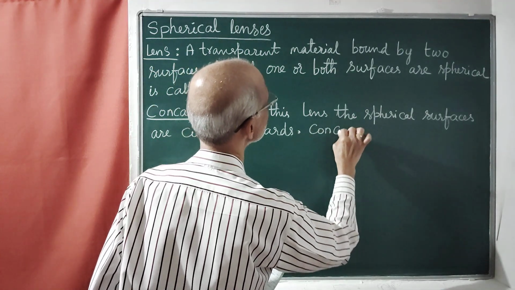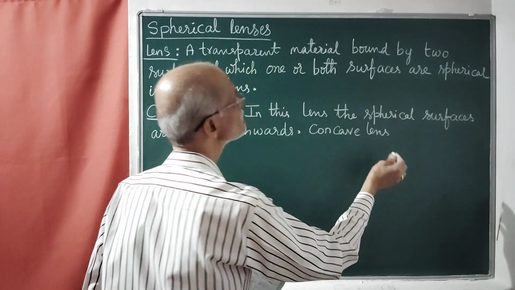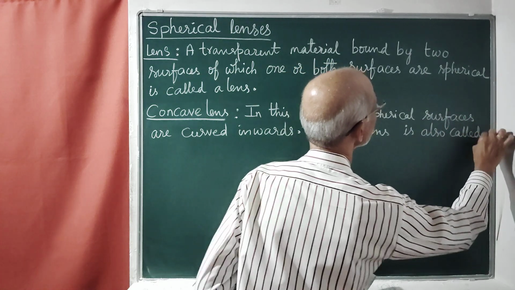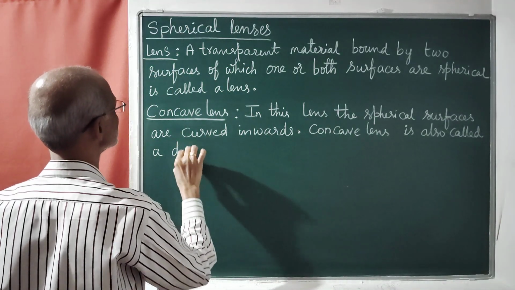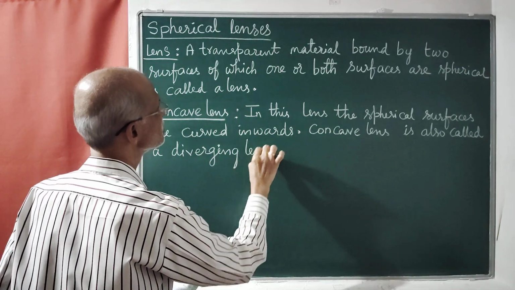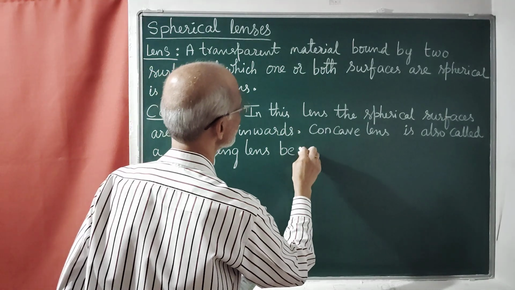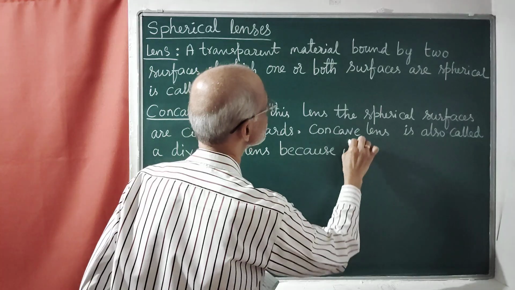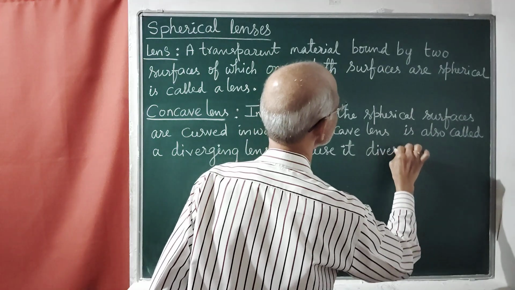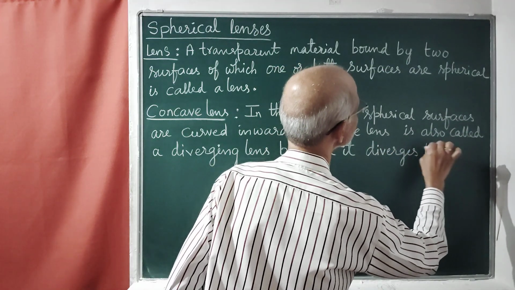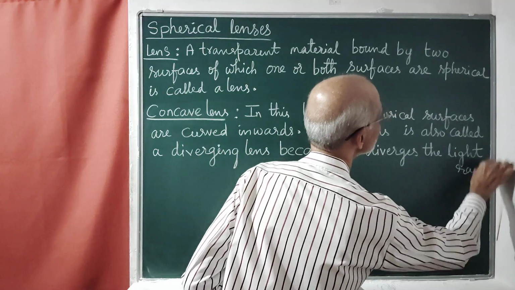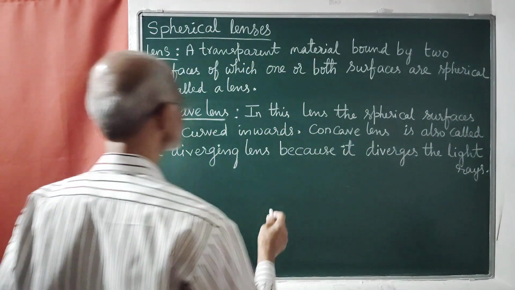A concave lens is also called a diverging lens, because it diverges the light rays. So the concave lens looks like this.